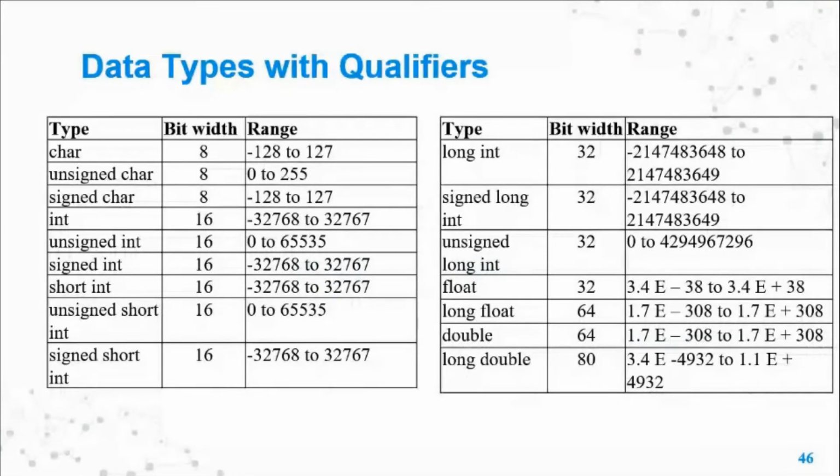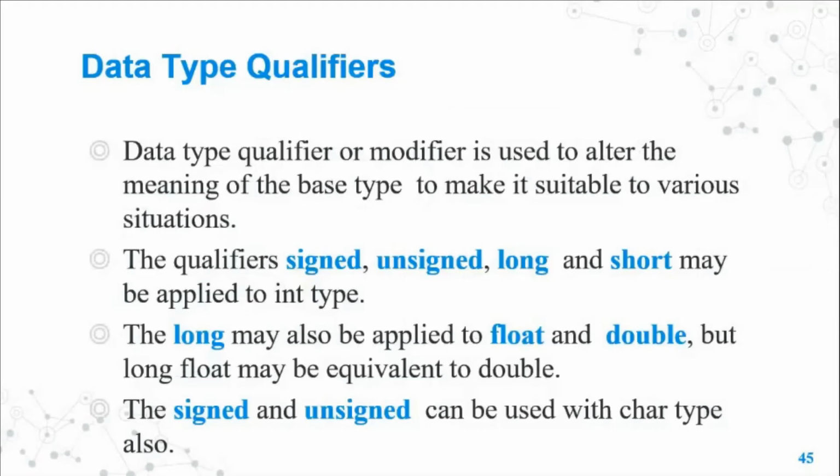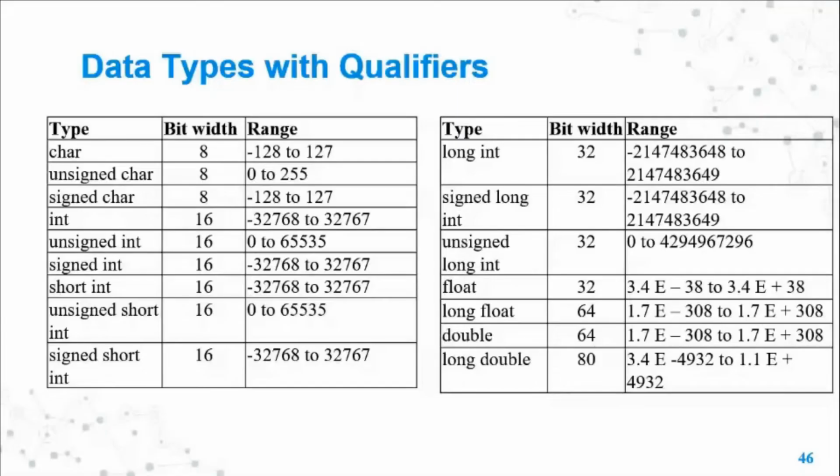Then the different data types and the qualifiers. As we said, the qualifiers are signed, unsigned, long and short. So the char can be char or unsigned char. A char will have a bit width of 8 bits. 8 bits means 1 byte, that is, 1 byte will be reserved for a variable of type character. And the range is -128 to 127. That is actually the ASCII values, -128 to 127 can be taken for this char.